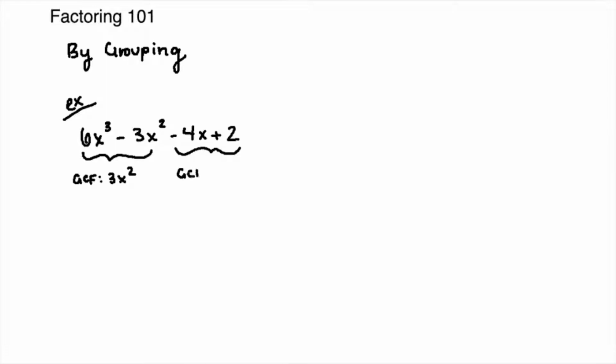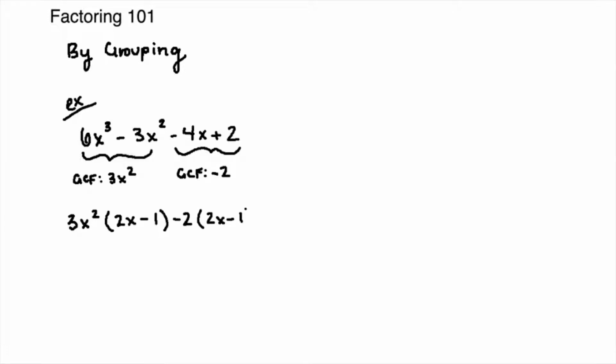And then the GCF for these last two is going to be 2, since this 2 doesn't have an x, so we can't pull any x's out, but these both have a 2. And then I'm also going to make this a negative 2, and you'll see why in a second. So if we pull out 3x squared from the first two, then we get 2x minus 1, and then if we pull out a negative 2 from these last two, we get 2x minus 1.